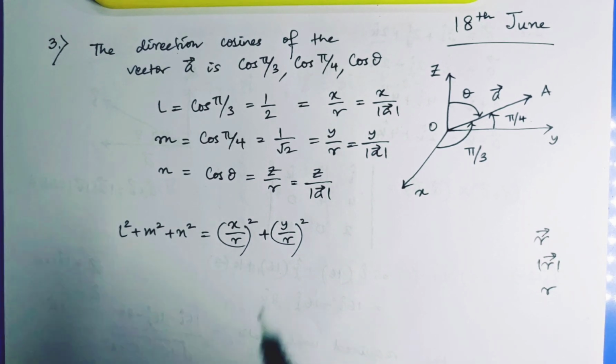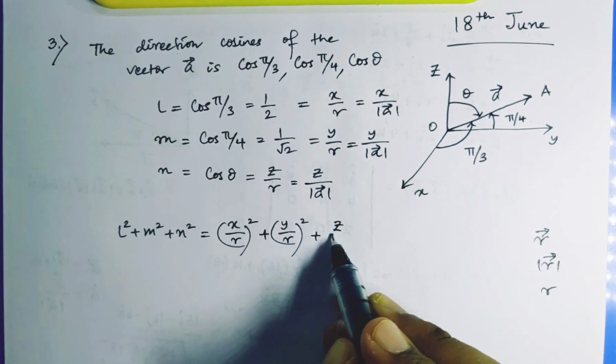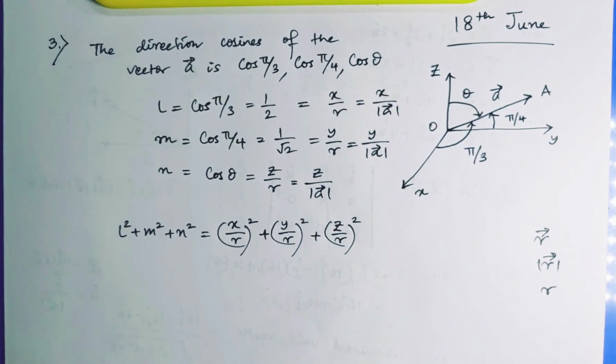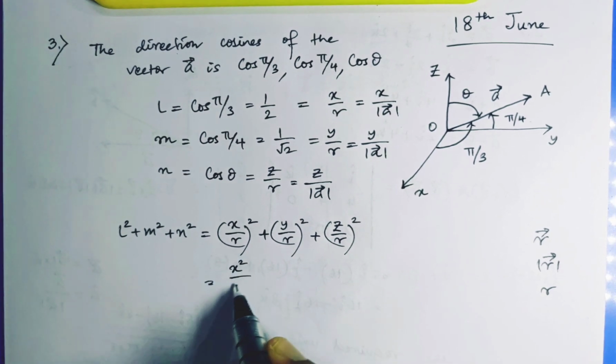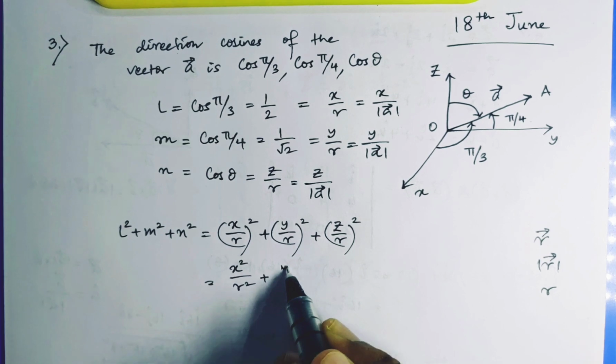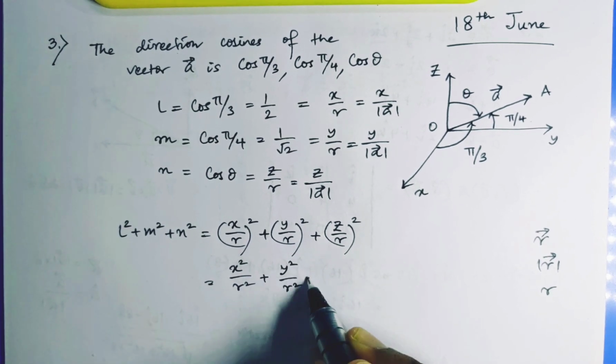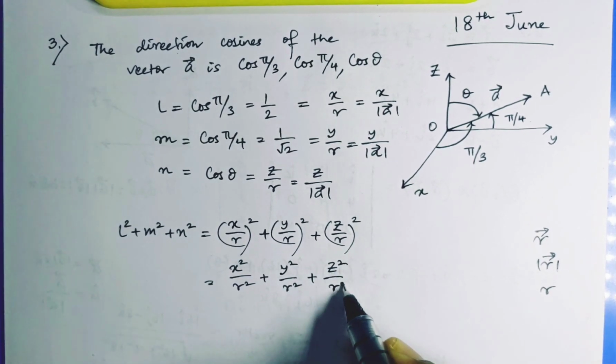Okay. Now N is equal to what? Z by R whole square. I'm just deriving a formula. Now, so what do you get? X square by R square plus Y square by R square plus Z square by R square.